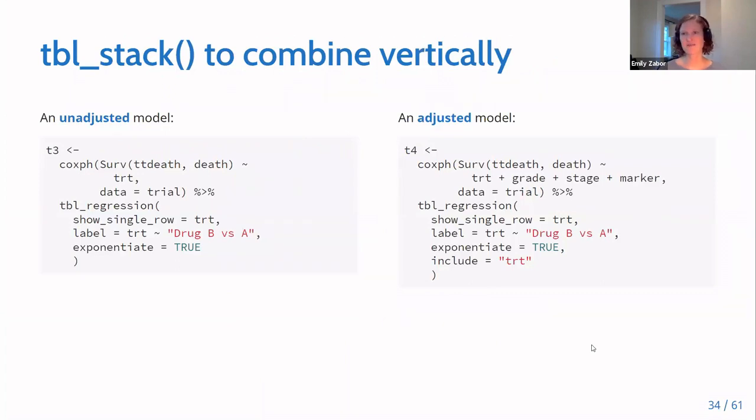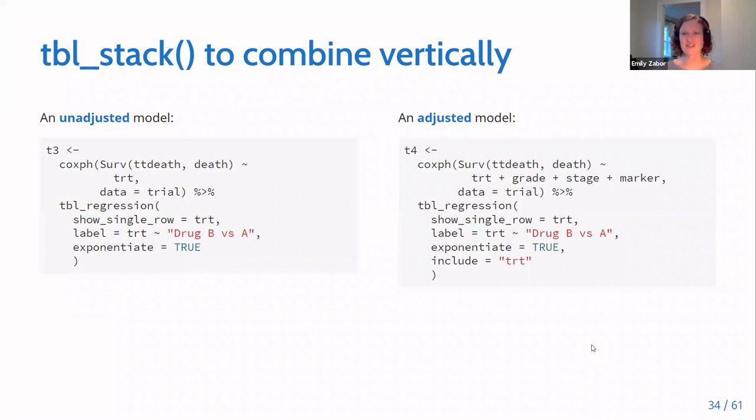And then table stack combines tables vertically, which is something that you might want to do. For example, if you wanted to show the results for a single variable from an unadjusted and an adjusted model. And so here on the left, I've created a univariate model for the treatment effect on survival and passed that to table regression. I've labeled this and I've exponentiated it.